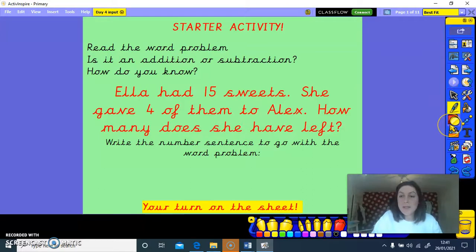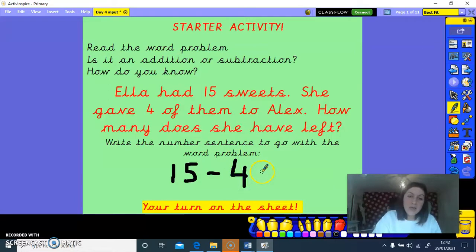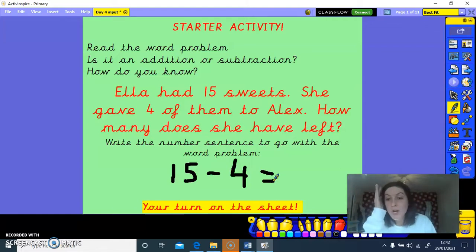How many does she have left? So we're going to do this as a number sentence. Ella had 15, so 15 will be the start of my number sentence. Which symbol will I need? Brilliant, my takeaway. She gave 4 of them to Alex. What number am I taking away? 4, fantastic. How many does she have left? So, how do I want to work this one out? I am going to try and do it in my head. You don't have to, you could use your 20 frame if that is next to you, your pasta pieces, whatever you fancy, but I'm going to try and do it in my head.